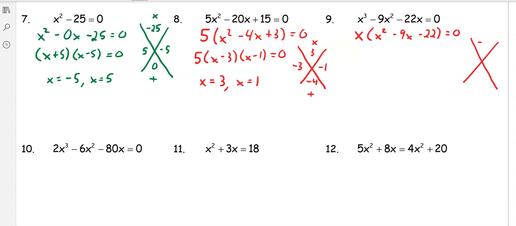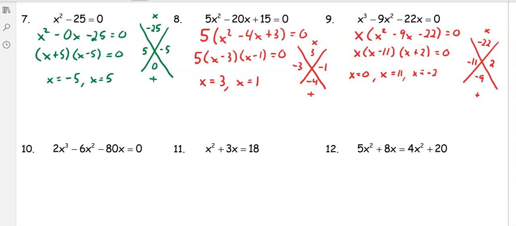So we need two numbers that multiply to negative 22 and add to negative 9. So we're looking for one of each sign. So we can have negative 11 and positive 2. So we have x times x minus 11 times x plus 2 is equal to 0. Now, this time we have three terms with an x. So in the first one, there's nothing to solve, so x is just 0. In the other two, when we solve, we switch our signs, so x is 11 and x equals negative 2.